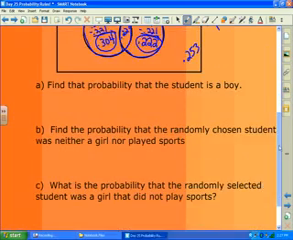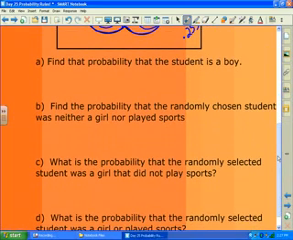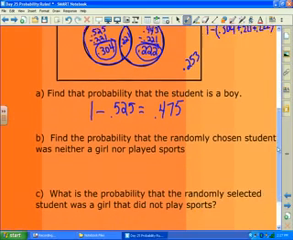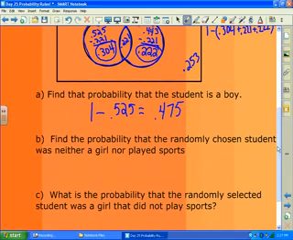Okay, so let's answer our question. Find the probability that the student is a boy. Yeah, how about if we just say not a girl? Okay? So y'all don't get too caught up in all the little things we just segmented off. Just think not a girl. So there you go. So 0.475. All right. How about the probability that the randomly chosen student was neither a girl nor played sports?